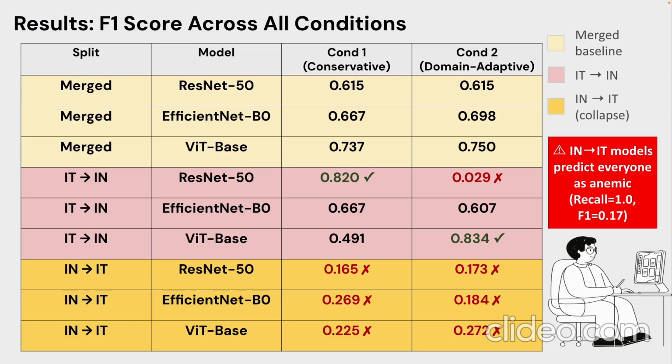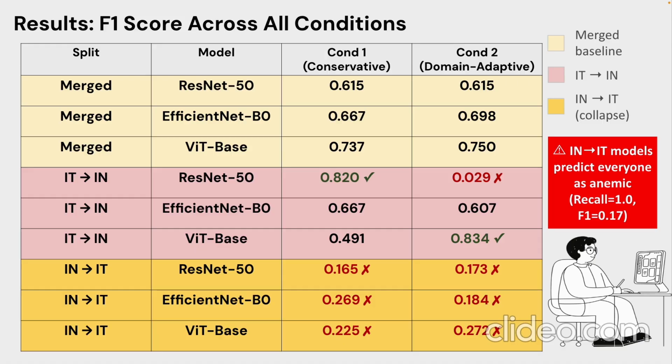The result table. Here's what we found. The merged baseline performs reasonably. EfficientNet hits F1 of 0.698, ViT hits 0.75, but the moment we go cross demographic, things break down fast. IT to IN partially works. ViT with domain adaptive augmentation hits 0.834 F1.